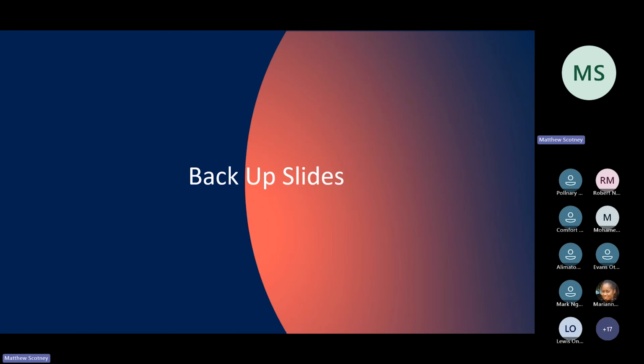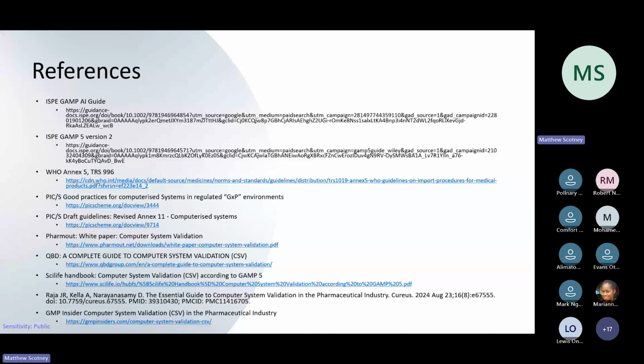What you'll find in the backup slides, and again, I will share these and hopefully they can be shared wider, is the references. We talked a little bit about where to start in terms of documentation, and I would highly recommend the Complete Guide to Computer System Validation by QBD. It's a free resource. I suspect you probably have to put your email information in there, and you'll probably end up with some emails from them, but I would highly recommend looking at something like those ones. Likewise, the Skylife Handbook on Computer System Validation according to GAMP5. They're two very, very good resources. I've used them as part of the talk.